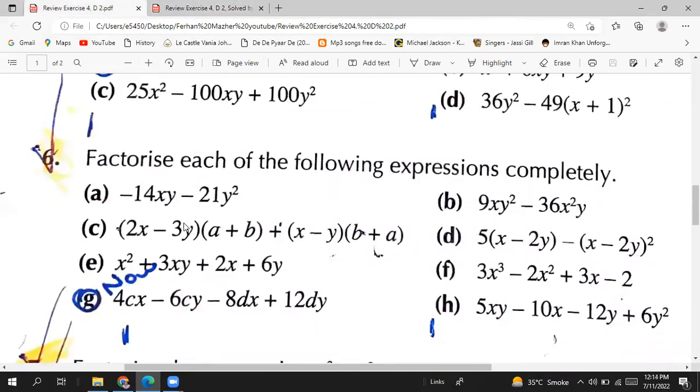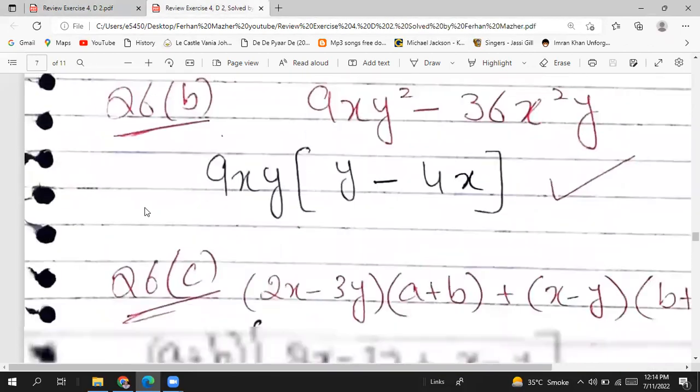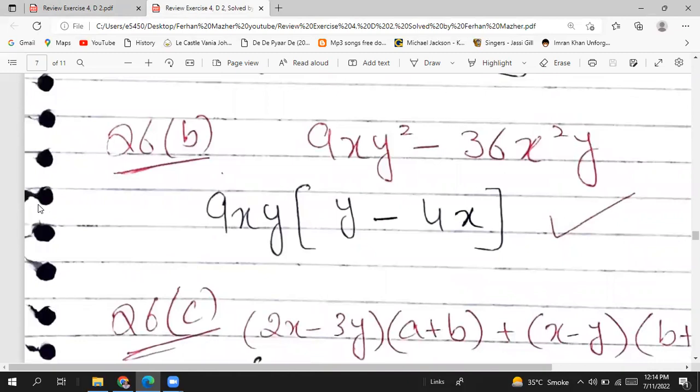Question number 6 is B part. He says 9xy square minus 36x square y. So we'll see what can be common. You can see 9 is common, x is common, y is common. Take them common. Inside you are left with y minus 4x. This is how you do question number 6, B part.